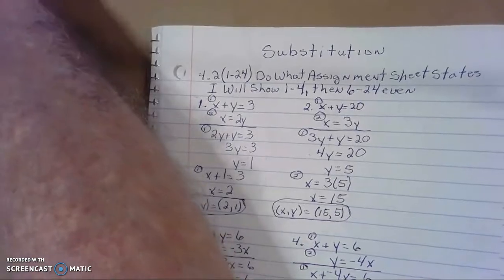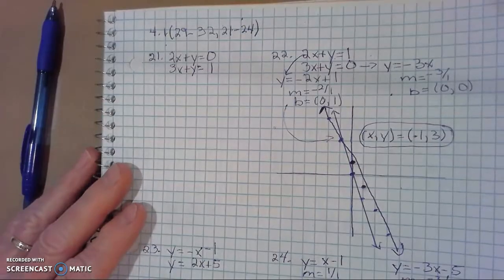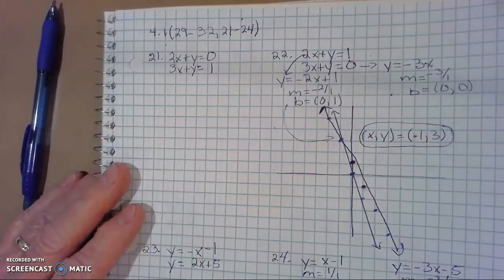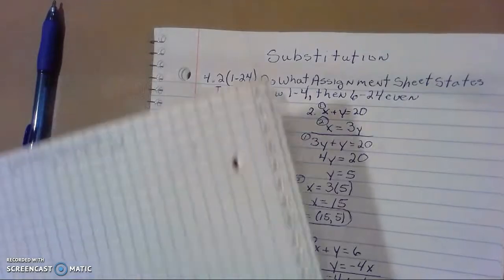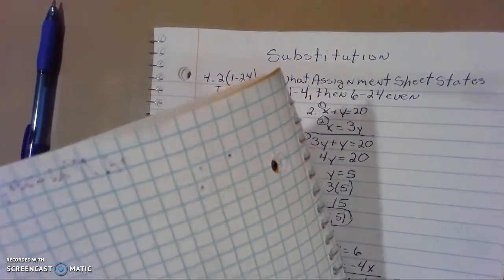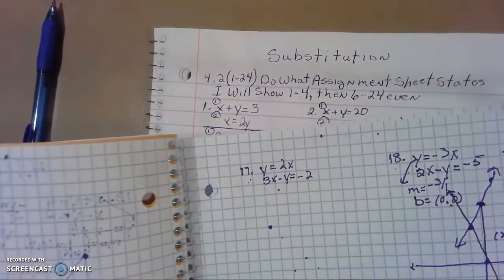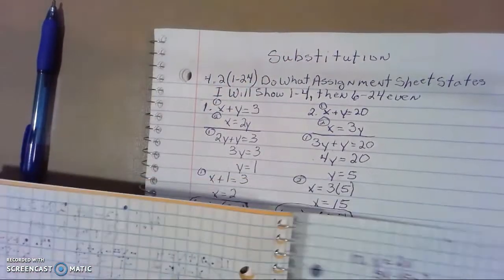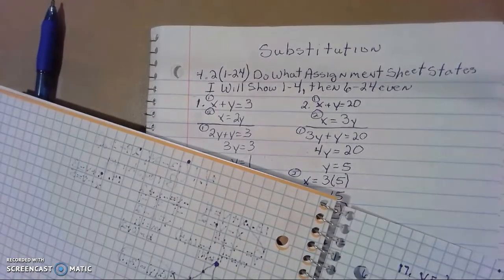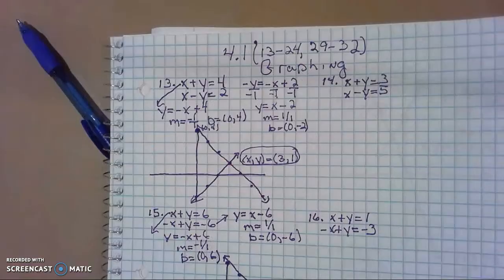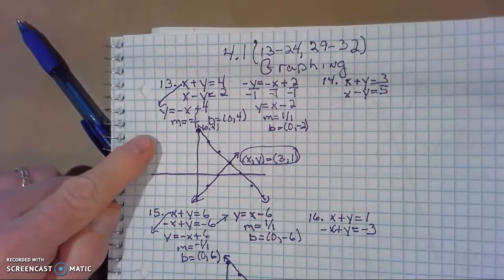Okay, Stephanie, I goofed up. Lesson 1 on graphing is where we are graphing two lines to see their intersection. And on 4.1, number 13, I have 13 done right here.